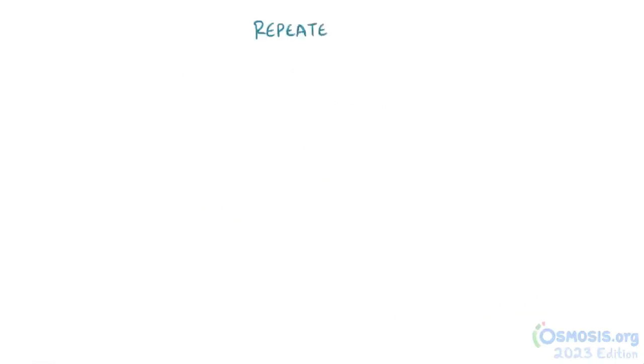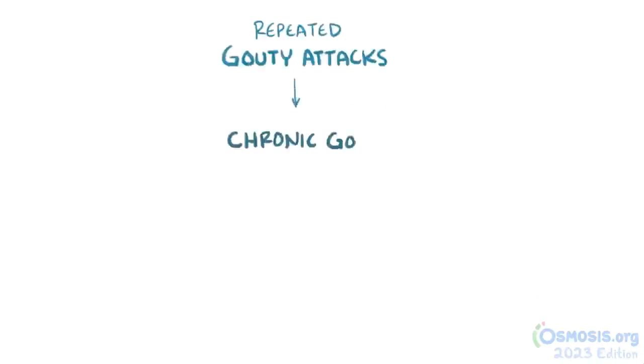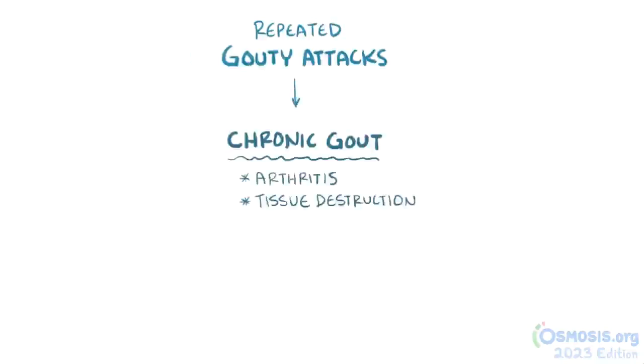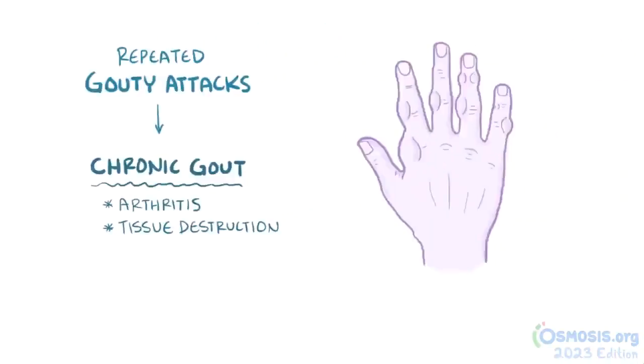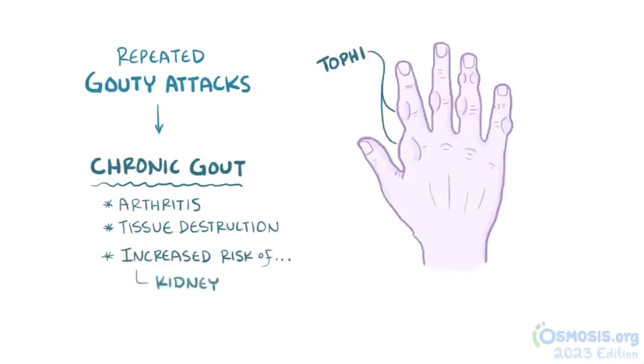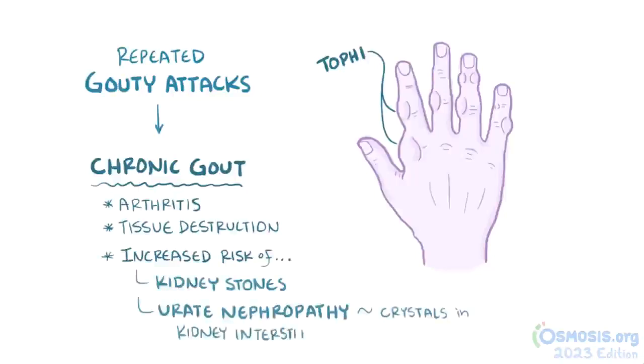Over time, repeated gouty attacks can develop into chronic gout, which is a type of arthritis with joint tissue destruction and permanent joint deformity. Chronic gout can eventually lead to permanent deposits of urate crystals, called tophi, which form along the bones just beneath the skin. Individuals with chronic gout are also at an increased risk for developing kidney stones made of uric acid, as well as urate nephropathy, which is when urate crystals deposit in the interstitium of the kidney.